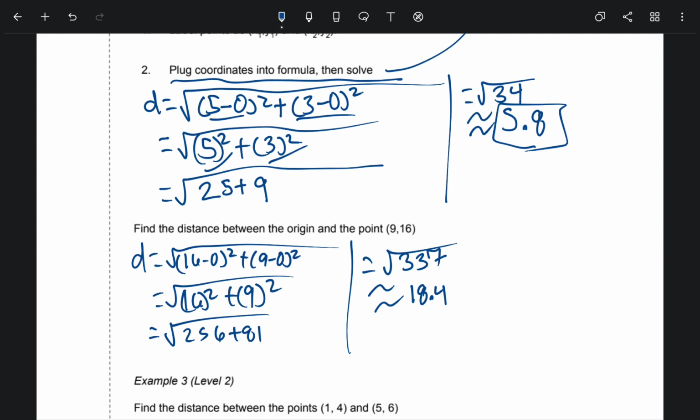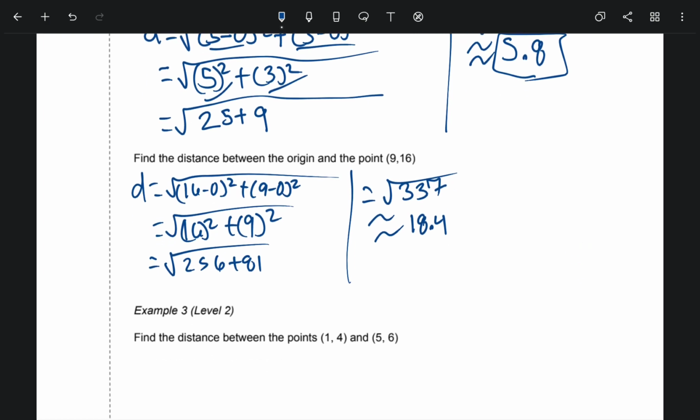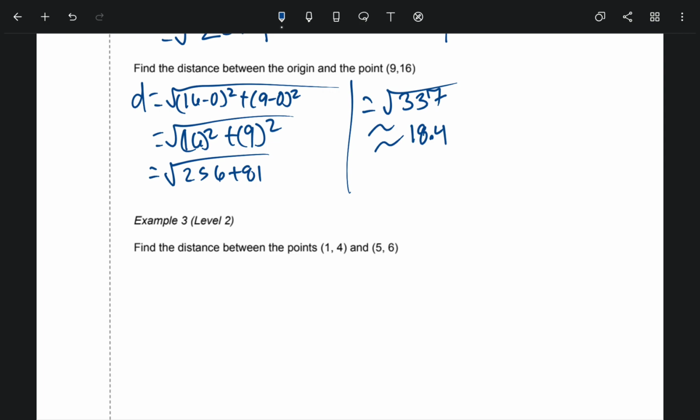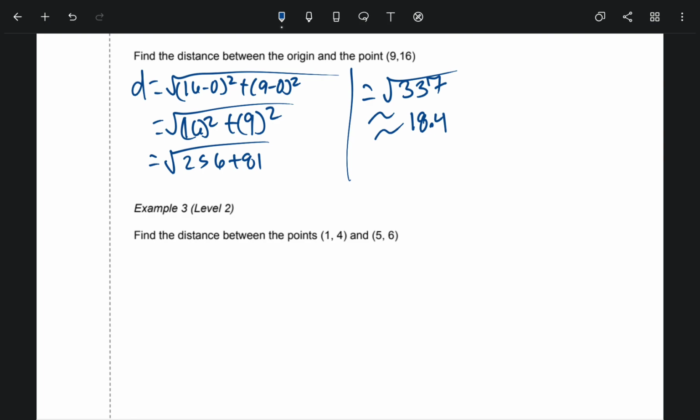Now let's move on to example 3, which is a level 2 question. And now we have 2 points in the first quadrant. Neither are going to be on the origin. So we want to find the distance between the points (1, 4) and (5, 6). And we're going to solve this just like every other problem. So this first one is going to be x1, y1, and the second one is x2, y2.